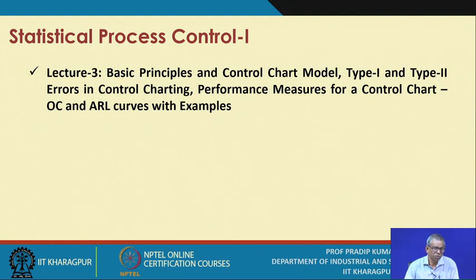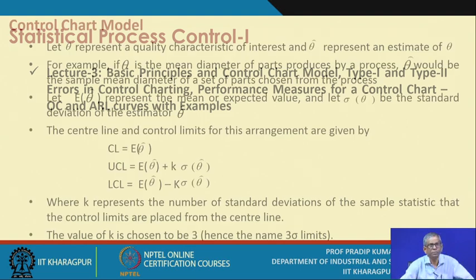This is an important concept you must be aware of. Performance measures for a control chart, and particularly two kinds of performance measures we'll be using and referring to. One is operating characteristic curves, how to draw an operating characteristics curve for a control chart, and how to draw average run length curves. So these are the two performance measures we are going to discuss.